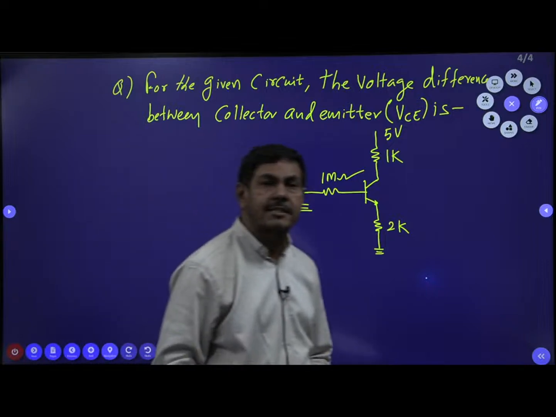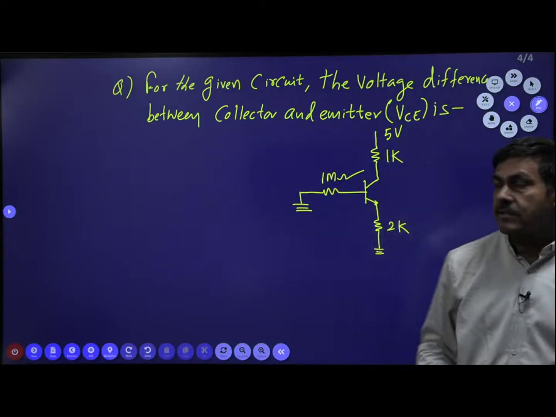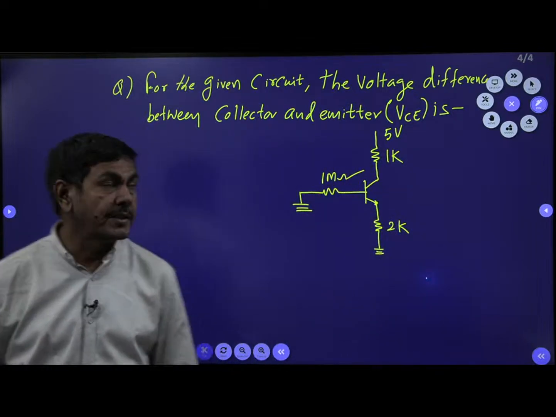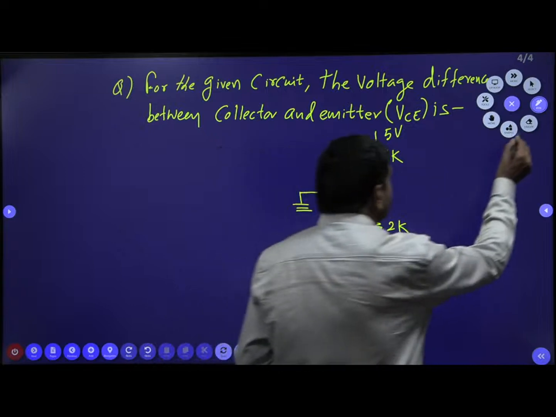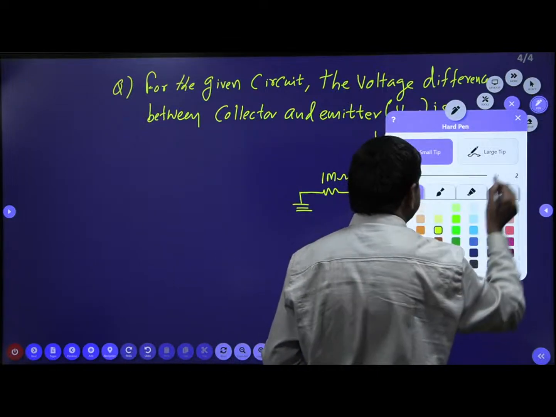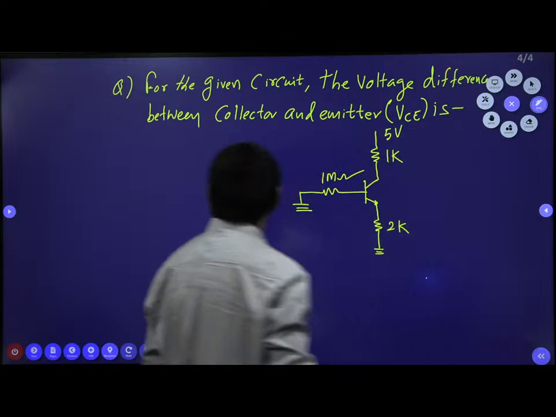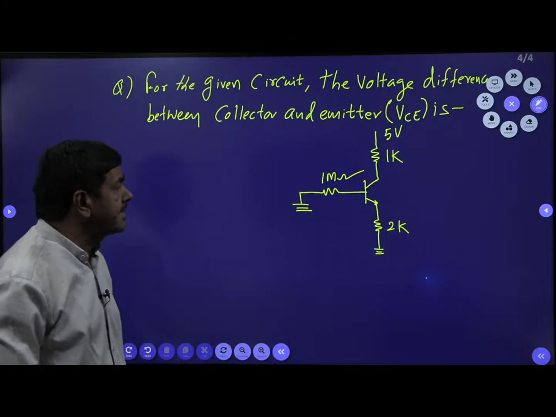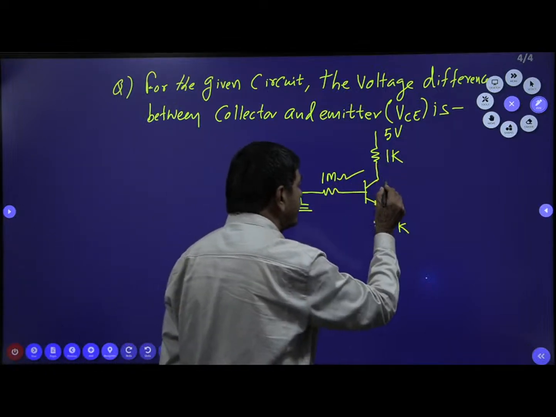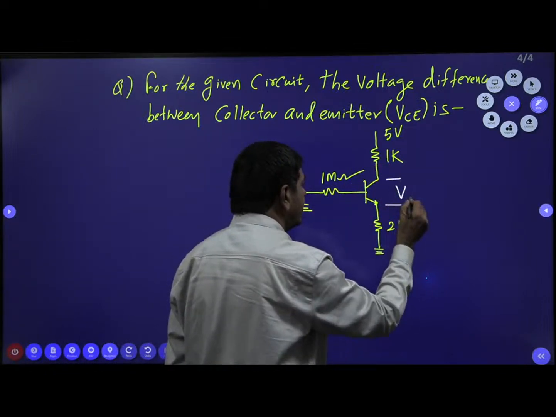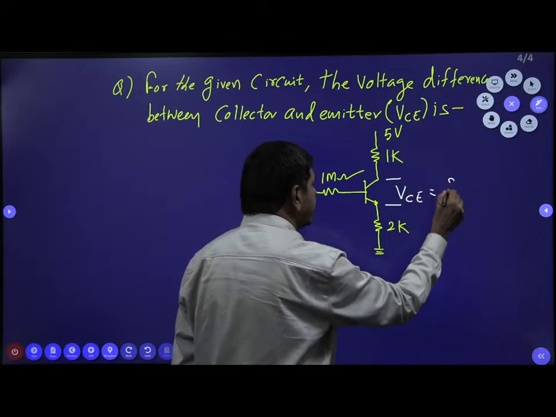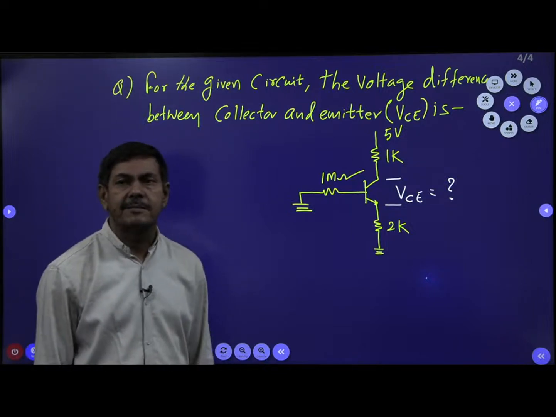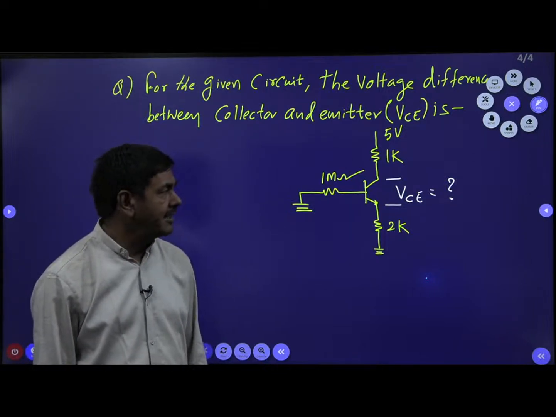How to find that VCE value? First, we can read out the problem, and then I will do it. But what is given in the problem? For the given circuit, the voltage difference between collector and emitter is asked. This voltage is required. What is VCE is being asked. That is the question mark. This problem is a very simple question. Anybody can understand easily now.